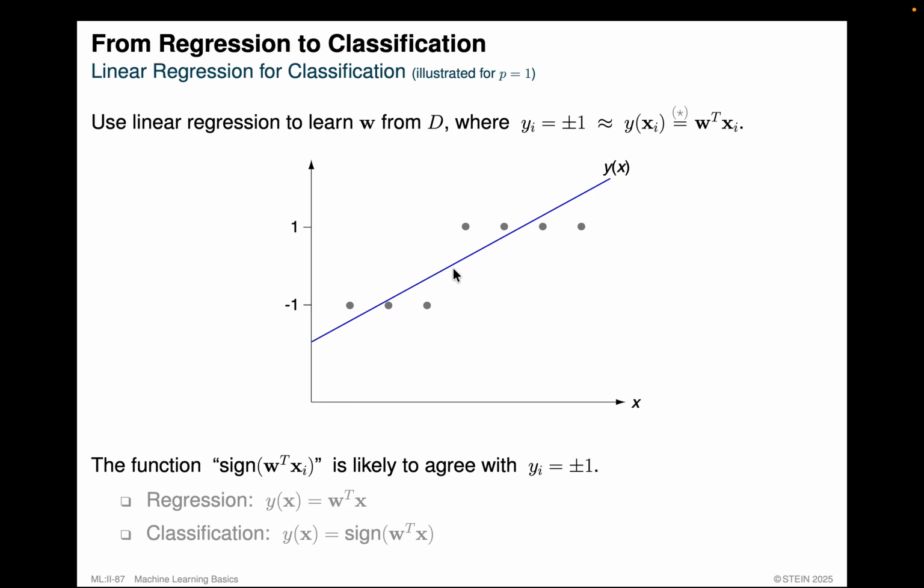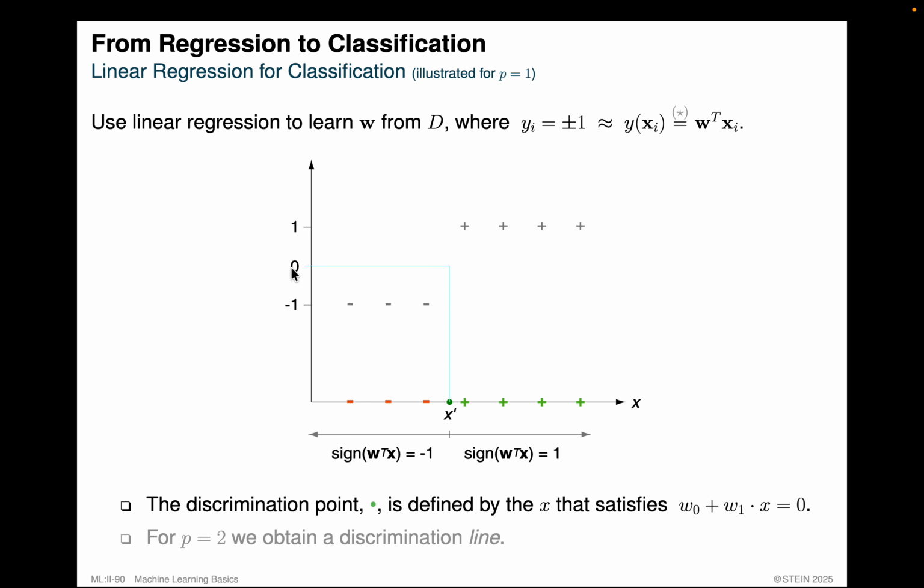So by computing the model function for any given example and looking at the sign of the scalar product here, whether it is positive or negative, we can make a decision whether the example is positive or negative. And this is basically illustrated here. We just choose this as the discrimination point, and then using the sign function on the scalar product, make a decision.